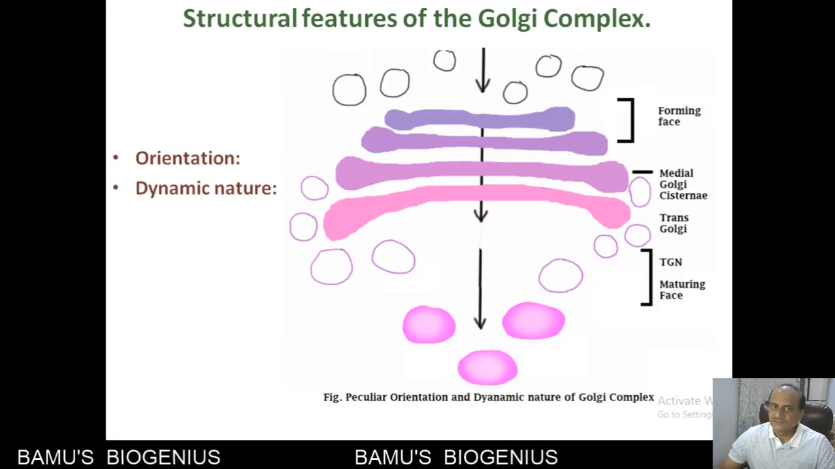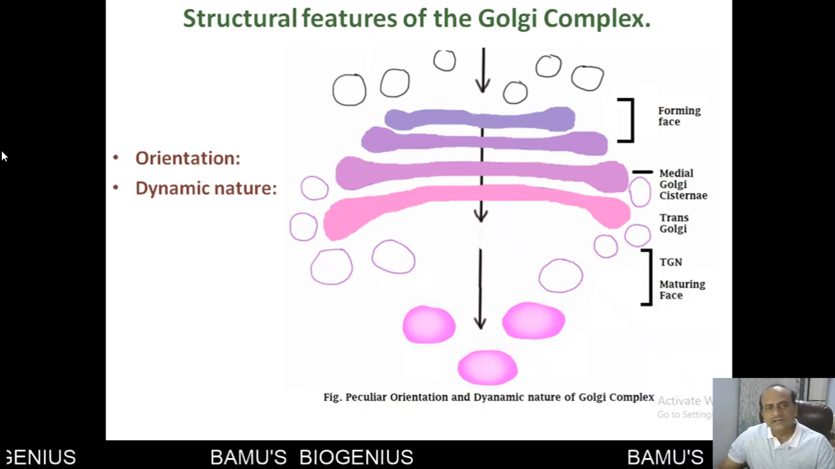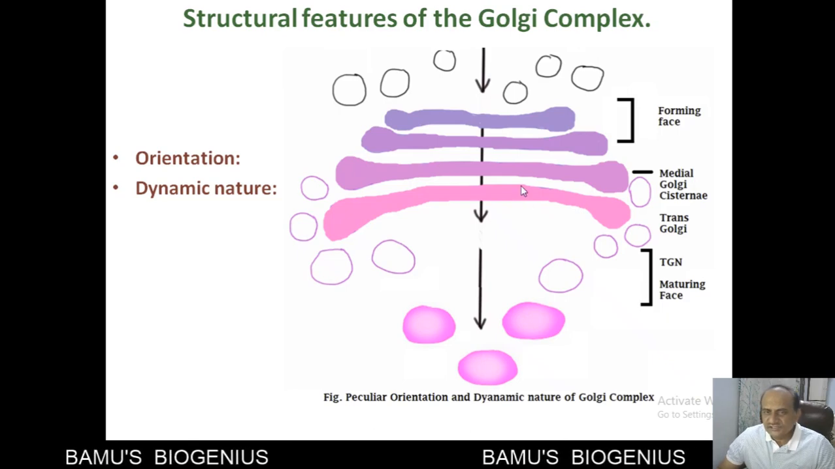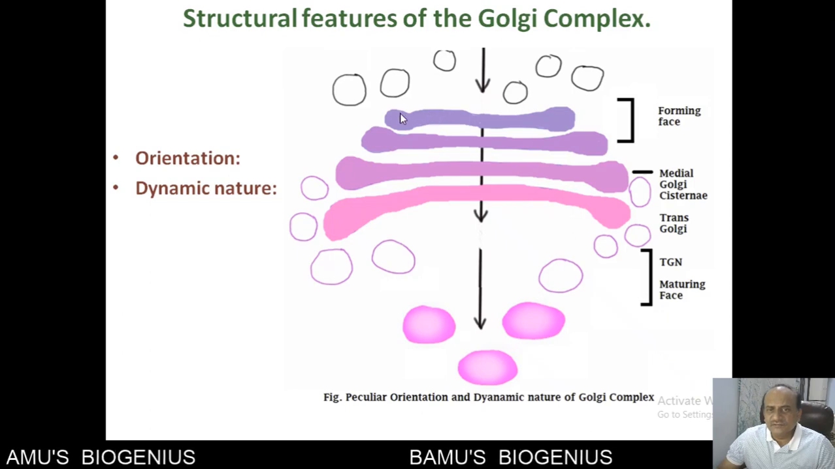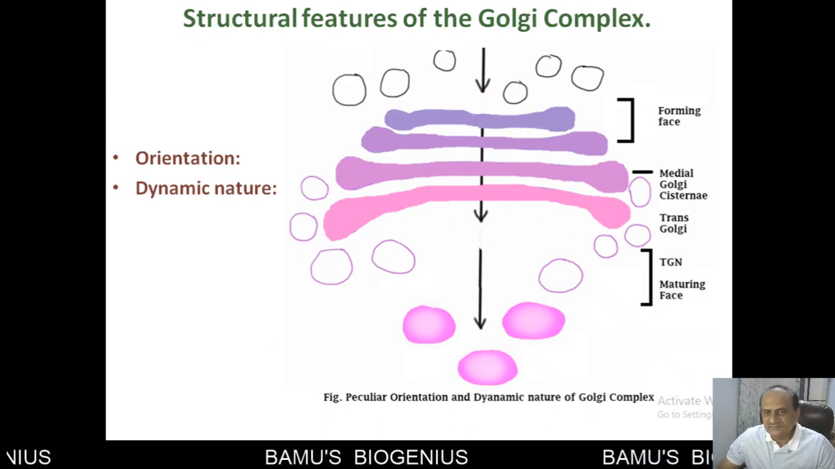Now, another two structural features of a Golgi complex are also seen. One is the orientation, and another is the dynamic nature of the Golgi complex. Here we have already discussed the orientation. See here that the Golgi complex has a typical type of orientation. You will find that the convex side of the Golgi complex is towards the nucleus, and the concave side of the Golgi complex is towards the plasma membrane.